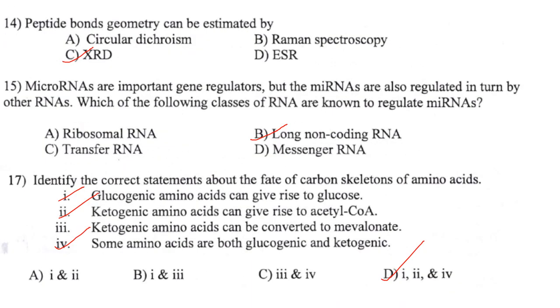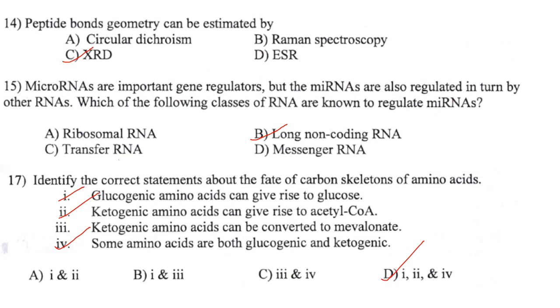Peptide bond geometry can be estimated by X-ray diffraction, XRD. Answer is option C. MicroRNAs are important gene regulators, but the miRNAs are also regulated in turn by other RNAs. Which of the following classes of RNA are known to regulate miRNAs? They are long non-coding RNAs which regulate miRNAs.